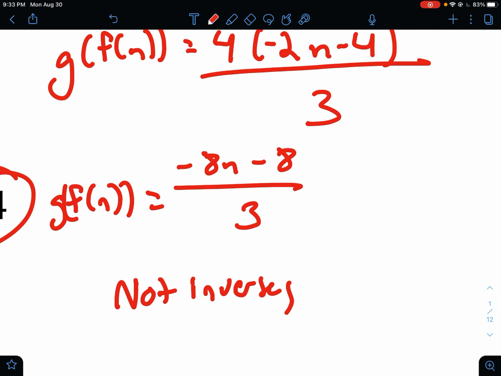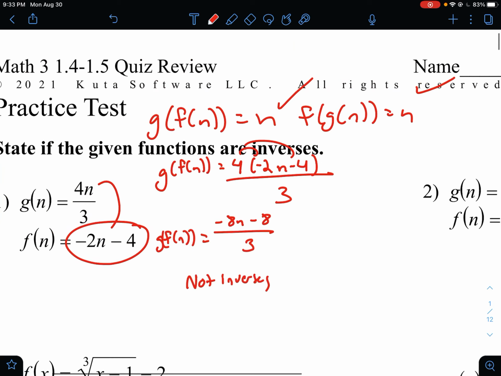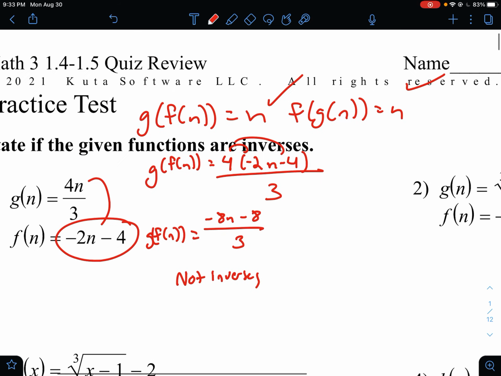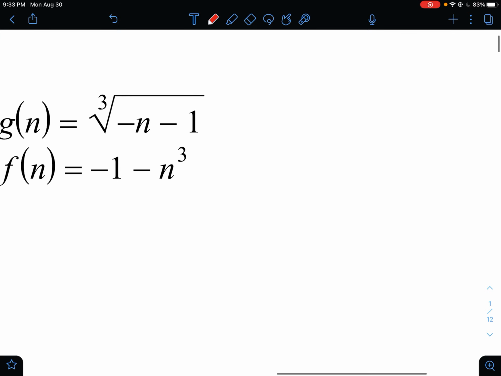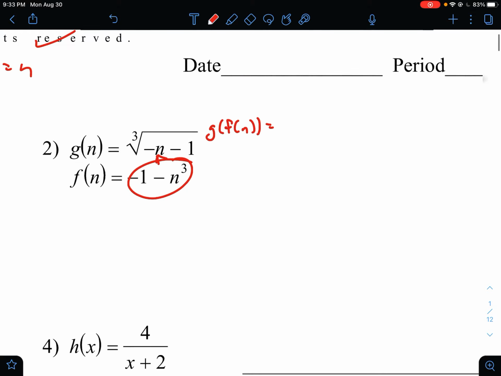All right. Again, if I had gotten n as my answer, then I would do the other one and make sure I was good to go. All right. So now let's go ahead here. We're going to do g of f of n. So I'm going to go ahead and take f of n and plug it into here.